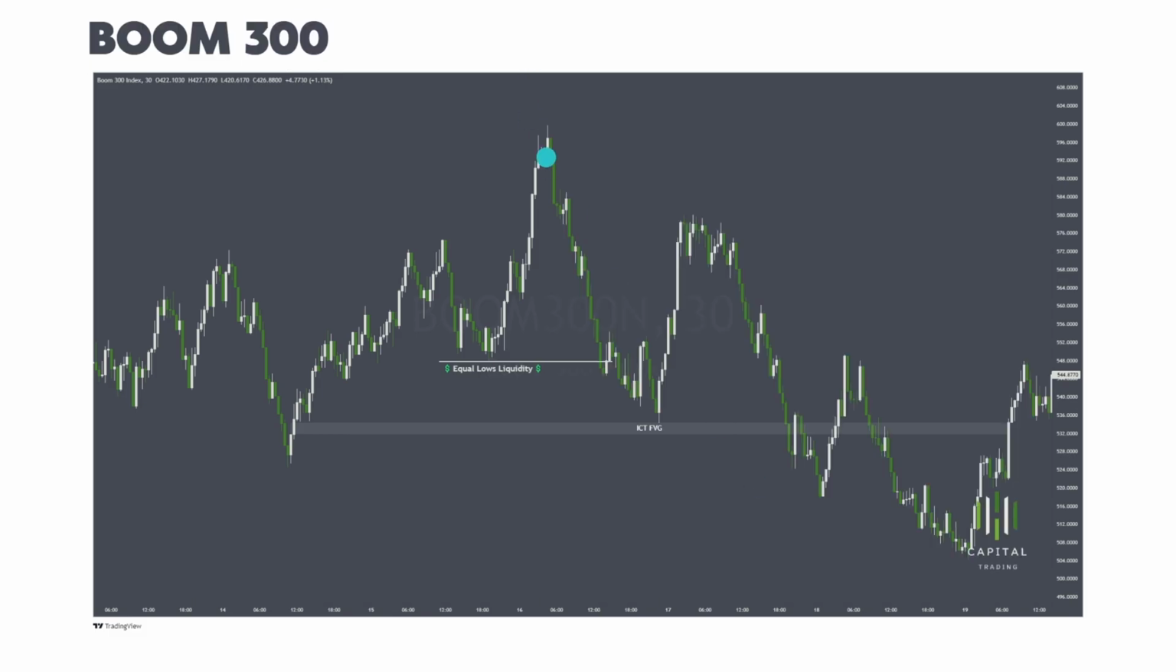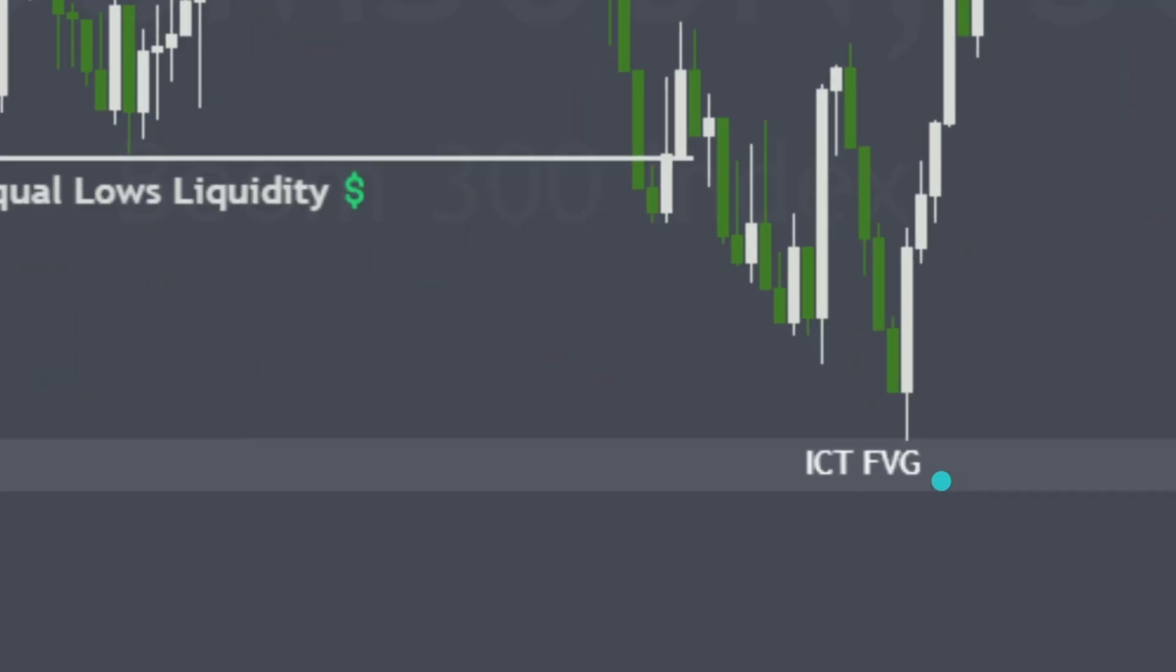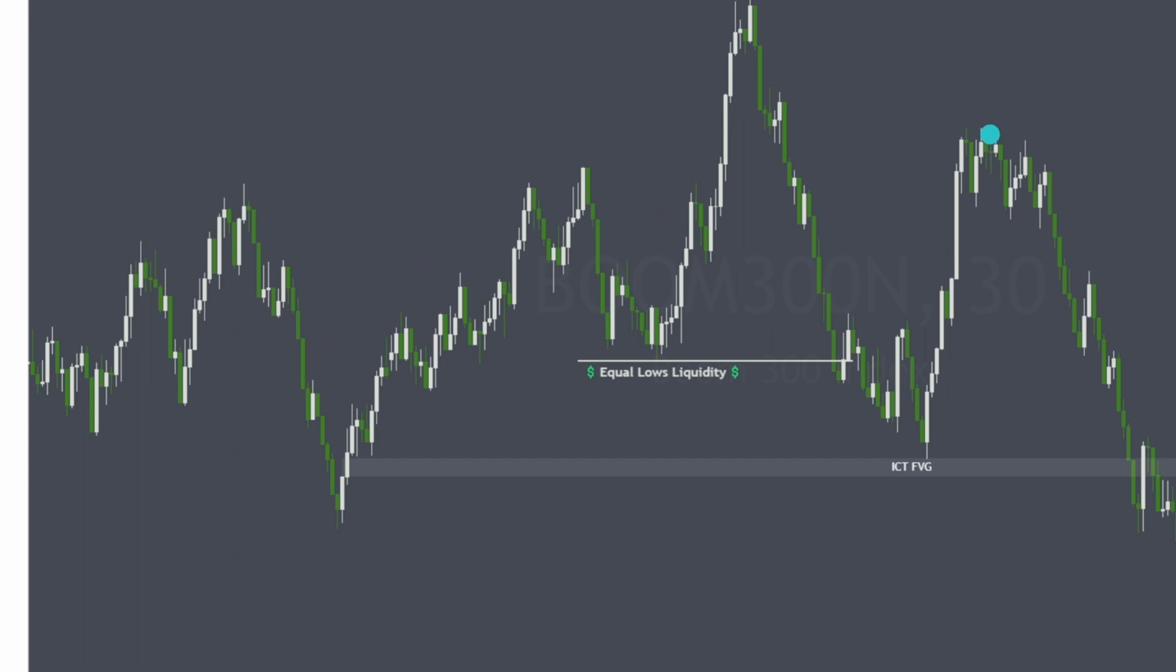So that's what they did. They reached into our liquidity, then dropped into the fair value gap high, and then spiked to the upside. So that's what happened here.